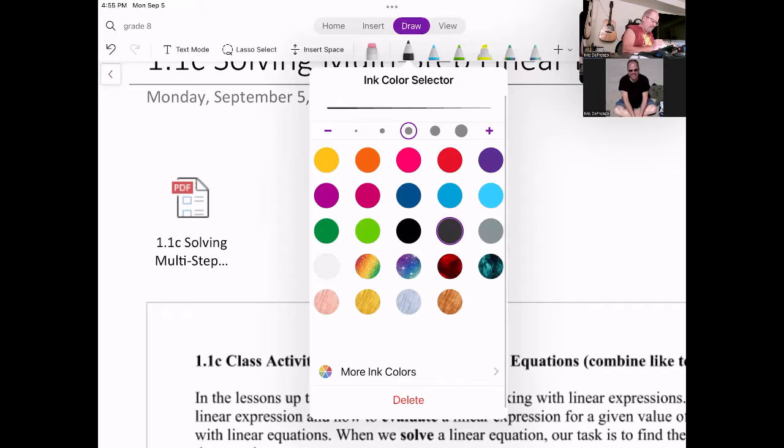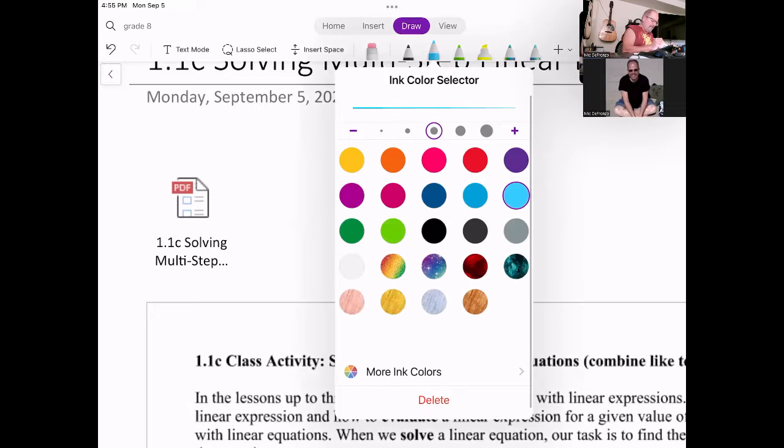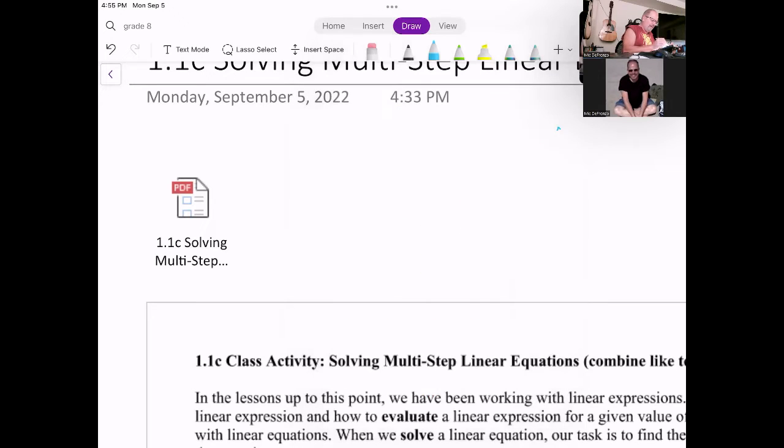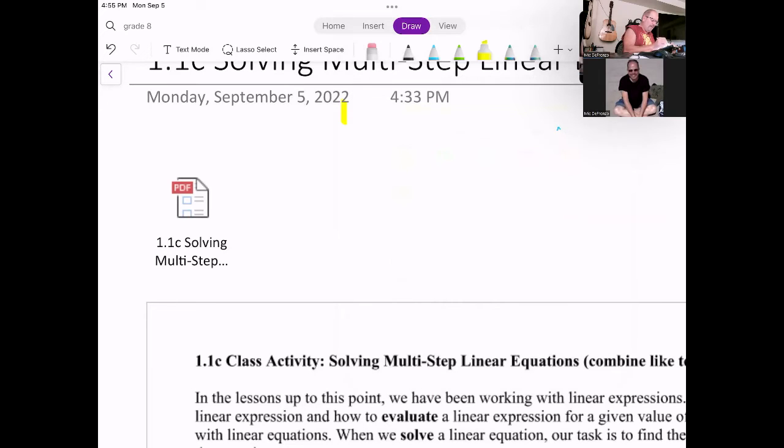Let's get a better point on that. Let's try that one. Okay, and we've got a highlighter. Okay, so then what we looked at was the properties.